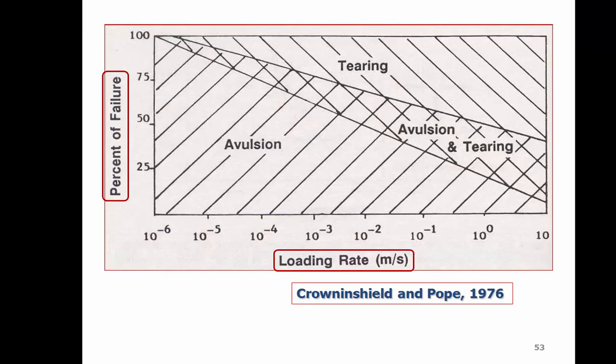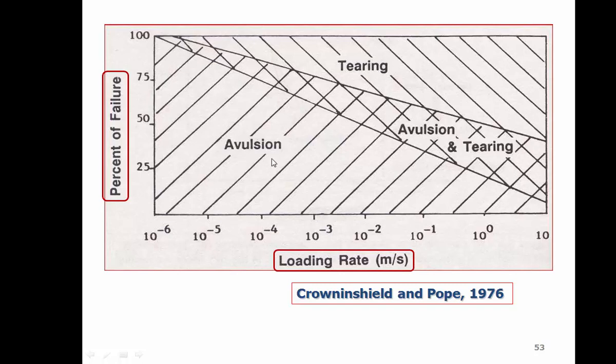This figure here illustrates the relationship between loading rate, as you can see along the x-axis here. Here we see a very slow rate at which external forces are applied to a bone-ligament-bone specimen, up to relatively faster rates. And the probability of failure, or the percent of failure, we see is very high at very low loading rates, resulting in an avulsion type of injury.